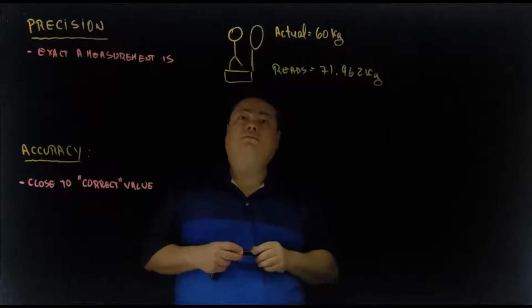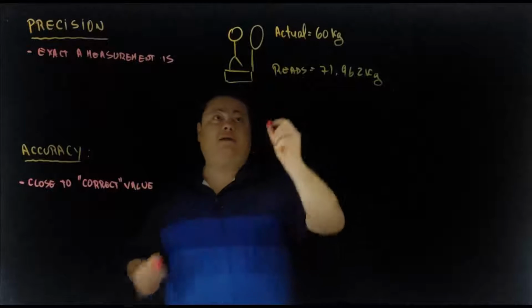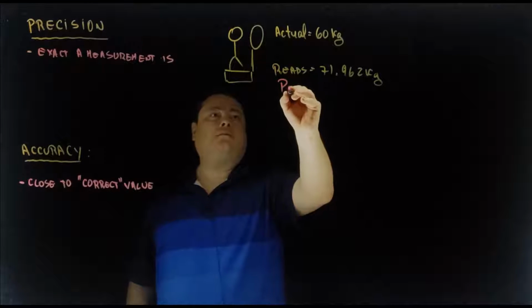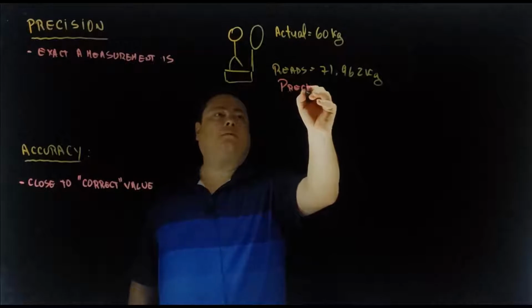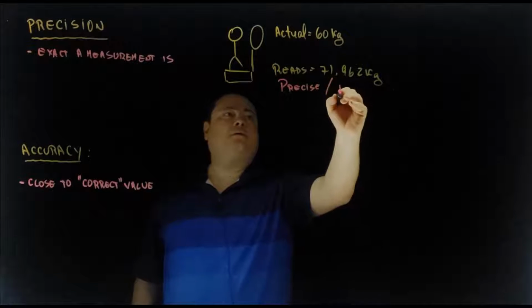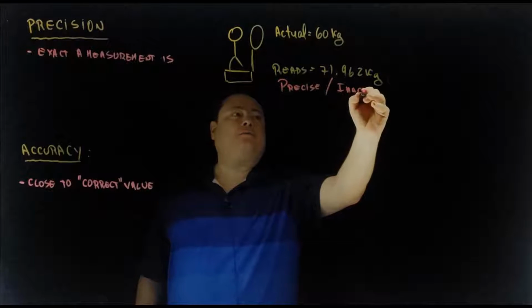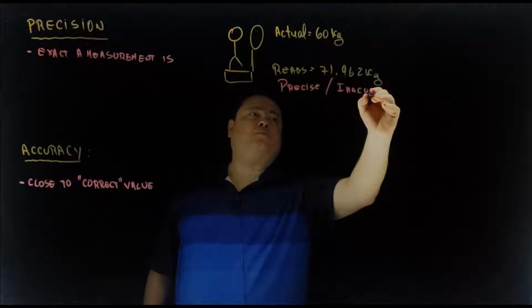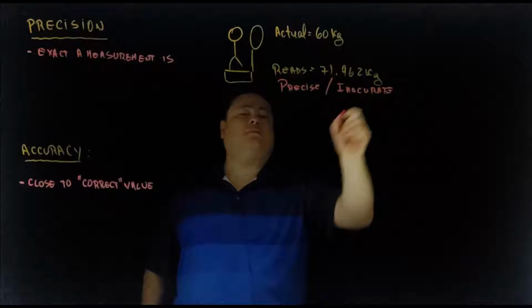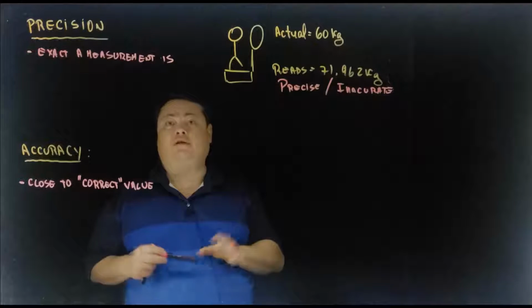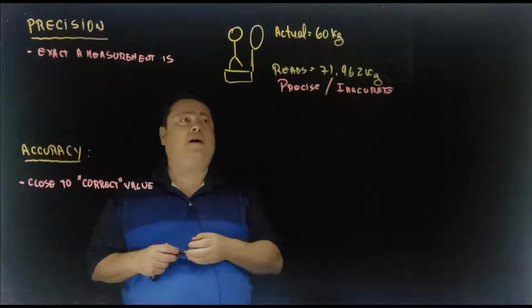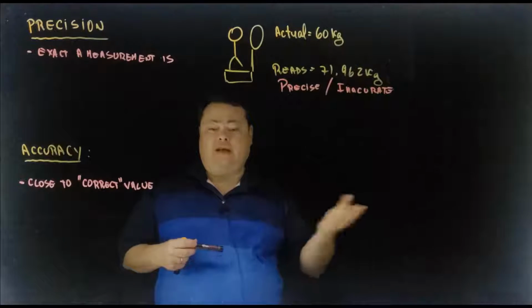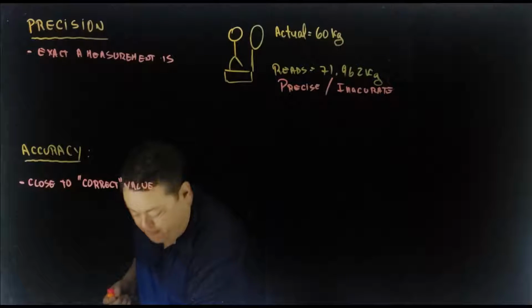This scale is precise, but inaccurate. I hope I'm spelling this right. Okay, so it's precise but inaccurate. It's not close to the target value, although it has several digits in there.